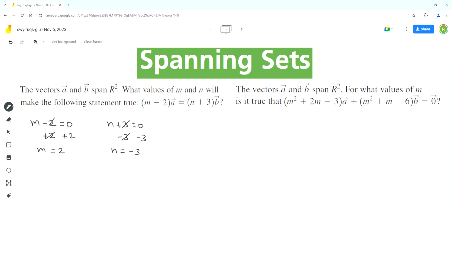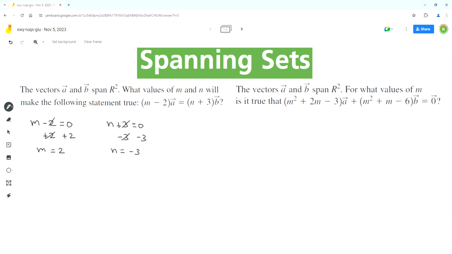Now we can analyze the second problem. The vectors A and B span R2. For what values of M is it true that M square plus 2M minus 3 times vector A plus M square plus M minus 6 times vector B is equal to 0 vector? Now again, vectors A and B span R square. That means they are not scalar multiples of each other.